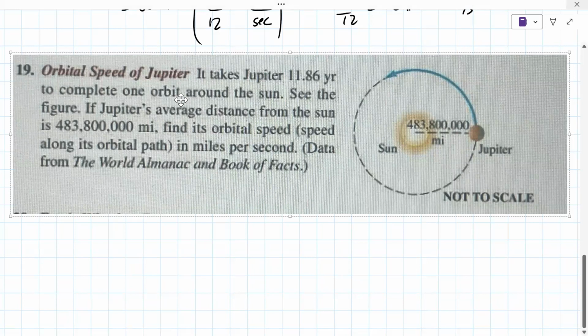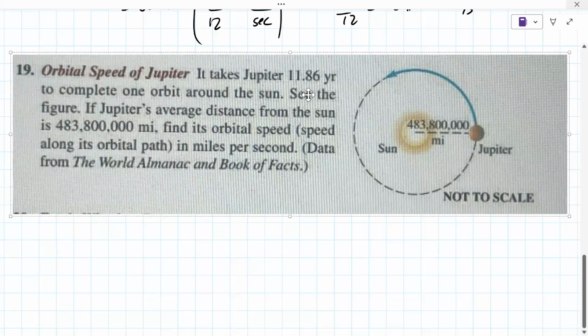Okay. So it takes Jupiter 11.86 years to complete one orbit around the sun. Let's see the figure. If Jupiter's average distance from the sun is 483 million miles, 800,000 miles, find its orbital speed.